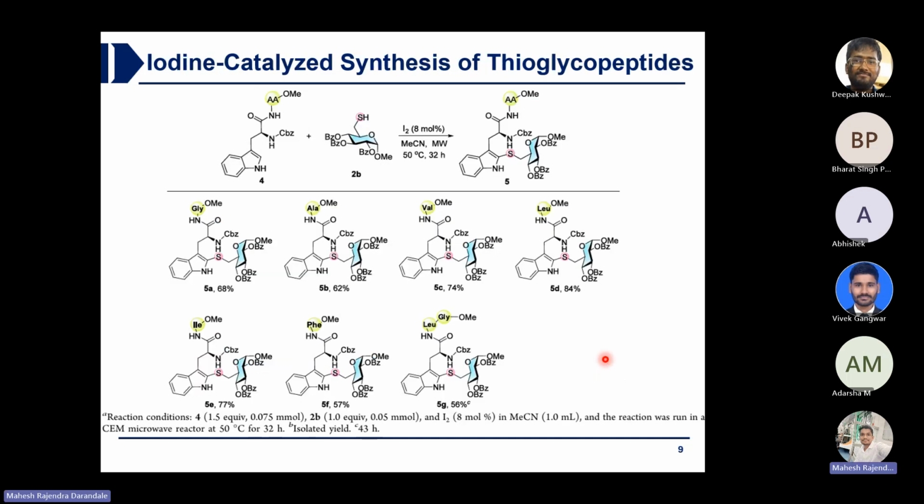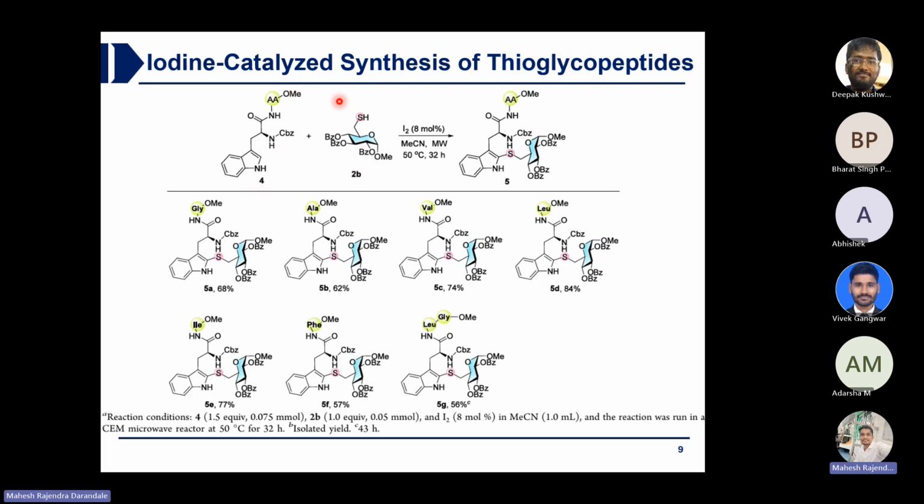Now iodine-catalyzed synthesis of thioglycopeptides. So now indole part is done. Now they optimize the conditions. They tried with the different types of substrates with different types of sugars and different types of indoles. Now they wanted to try the same method in the case of glycopeptide. For example, this tryptophan unit is there up to here. It is tryptophan unit and another amino acid they wanted to use and they wanted to try this reaction.